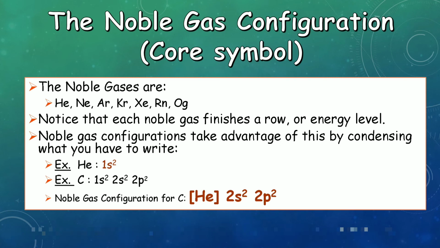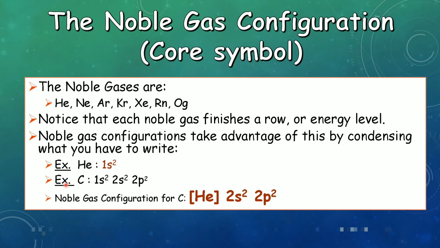Halimbawa, helium. Helium is a noble gas, tama? And helium has a configuration of 1s2. Again, sa first energy level, meron siyang isang orbital. Okay? At yung orbital na yon, again, has a maximum number of 2. Kung mapapansin nyo po, dyan sa helium 1s2, dun pa lang, makikita na natin na stable na yung configuration niya.